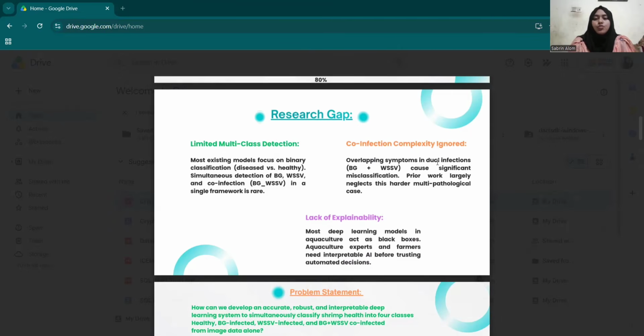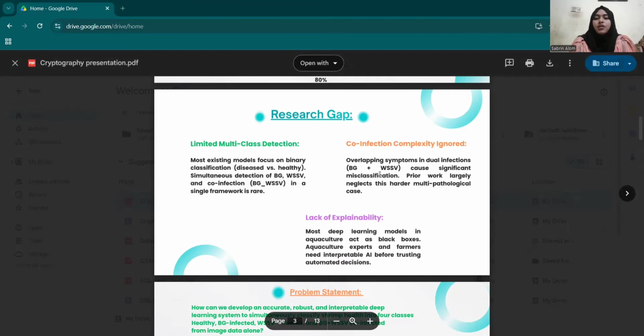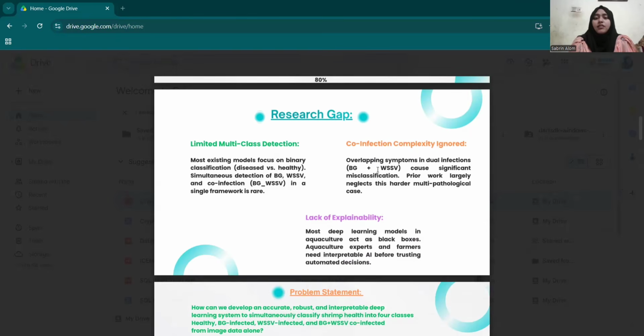Overlapping symptoms in dual infections, BG, which means black gill, and WSSV, which means white spot syndrome virus, cause significant misclassification. Prior work largely neglects these harder multi-pathological cases.